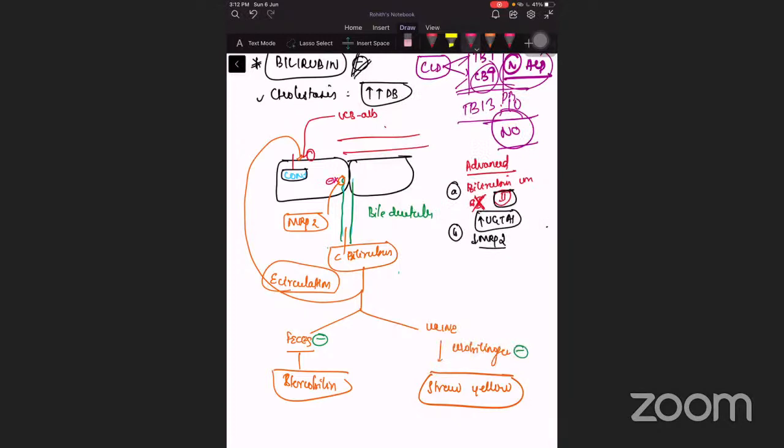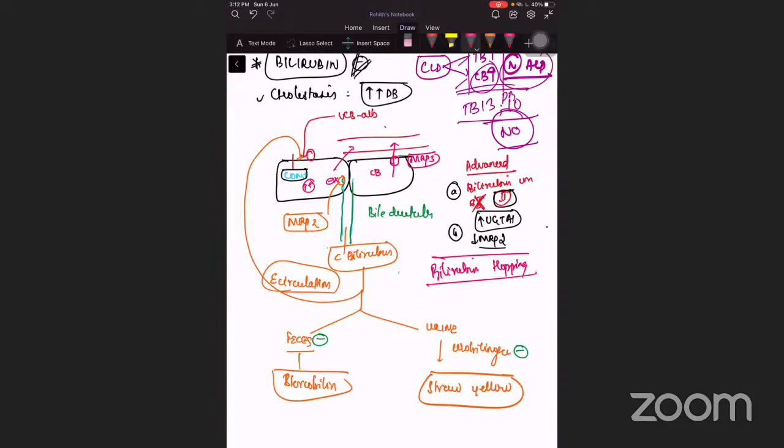Once that is blocked, there is increase in the conjugated bilirubin inside the liver. But how is it going to come out of the hepatocyte? This is where another protein comes into the picture, called MRP3. This MRP3 is going to send some amount of conjugated bilirubin into the blood. There are multiple reasons. There is one mechanism called bilirubin hopping. Whoever is interested can read further about it.